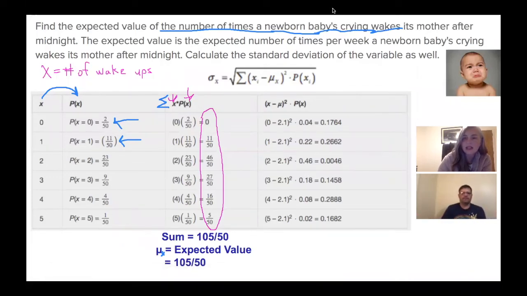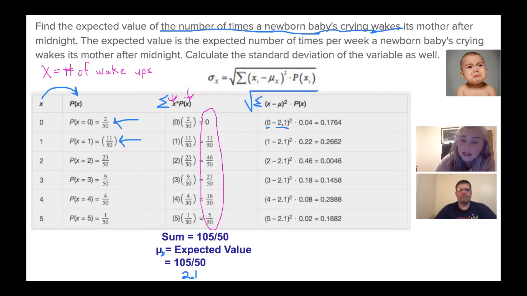And this is what I was telling you, there's a really good chance you're never going to be expected to actually determine the standard deviation from scratch, okay? But if you're given this formula or this data, you should be able to recognize this as part of the standard deviation, okay? So it's taking each X value, subtracting the expected value, which 105 out of 50 is 2.1, okay? Subtracting the expected value, squaring it.